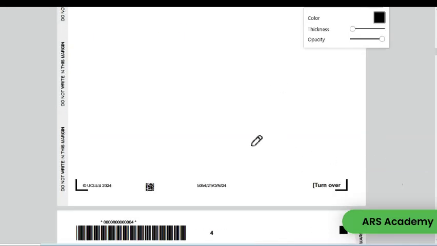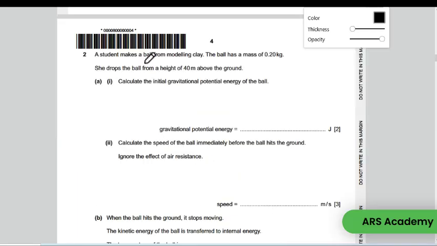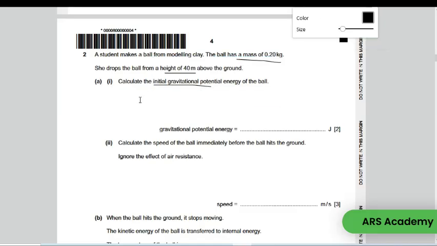Now let's move on to question 2. A student makes a ball from modeling clay. The ball has a mass of 0.2 kg. She drops the ball from a height of 40 meter above the ground. Question A, Roman 1. Calculate the initial gravitational potential energy of the ball.